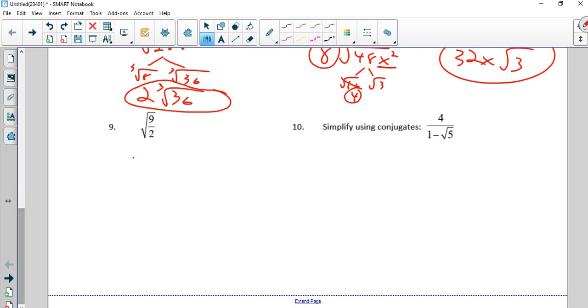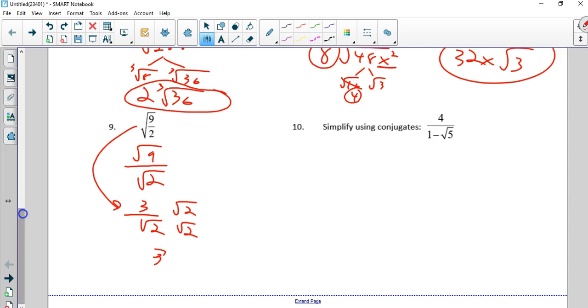Number 9. First off, we write this like so. I'm going to go one step further and say the square root of 9 is 3 over radical 2. And you could have gone right here immediately if you wanted. That's fine. But now I've got to get rid of the radical 2 on the bottom. So I multiply by radical 2 over itself. On the top, I'm going to get 3 radical 2 over 2. And that's it. I cannot go any further.